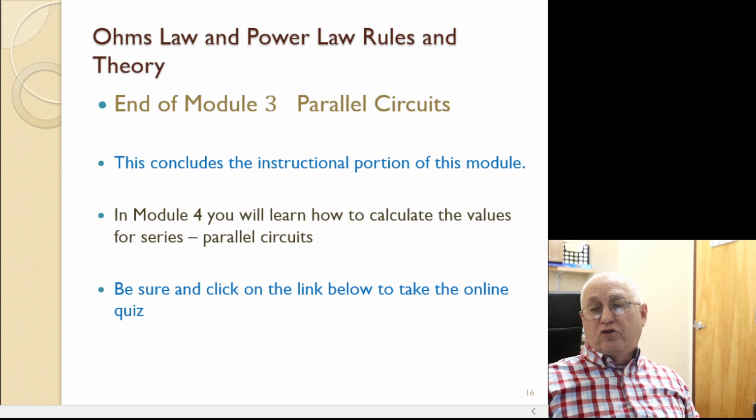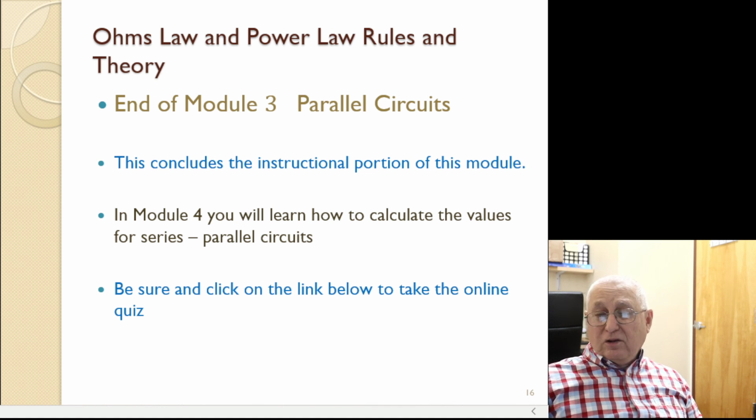This concludes the instructional portion of this module. In Module 4, you will learn how to calculate the values for combination series parallel circuits. This gets a little bit more involved than Module 3, but you'll find that if you understand Modules 1, 2, and 3, Module 4 will not be that much more difficult.